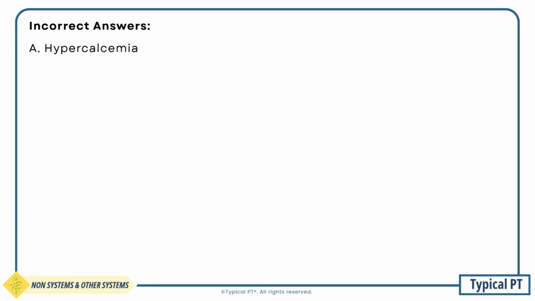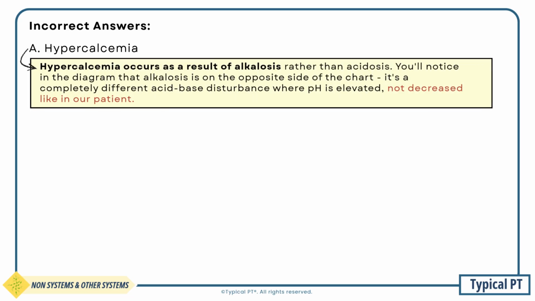Now, let's quickly review why the other choices are incorrect. Answer choice A, hypercalcemia, is incorrect because hypercalcemia occurs as a result of alkalosis rather than acidosis. You'll notice in the diagram that alkalosis is on the opposite side of the chart. It's a completely different acid-base disturbance where pH is elevated, not decreased like in our patient.